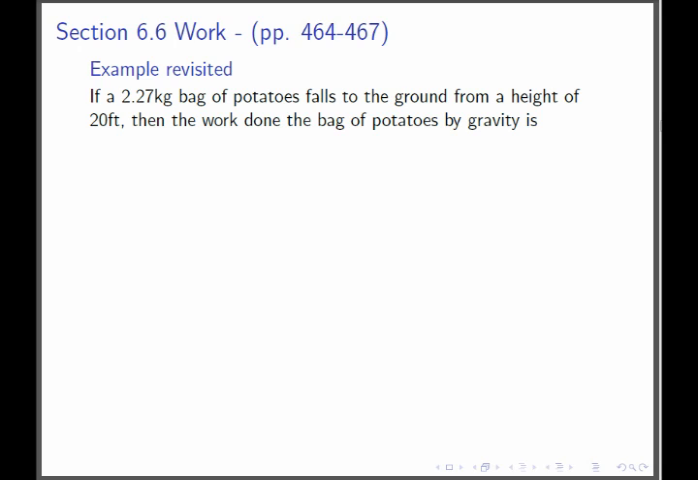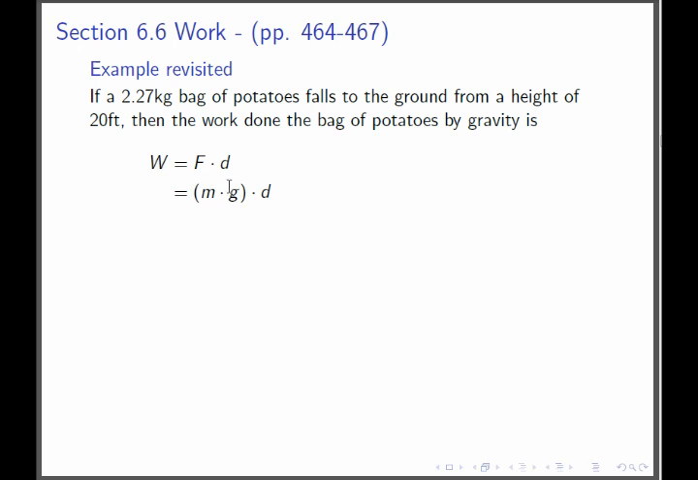Okay, let's revisit this example. If a 2.27 kilogram bag of potatoes falls to the ground from a height of 20 feet, then how do we compute the work done on this bag of potatoes by gravity? Well, work is equal to force times distance, because this is a constant force going in the direction of the motion. The force being applied is the weight of the bag of potatoes. That's its mass times the acceleration due to gravity.